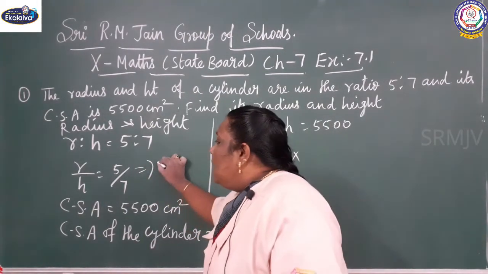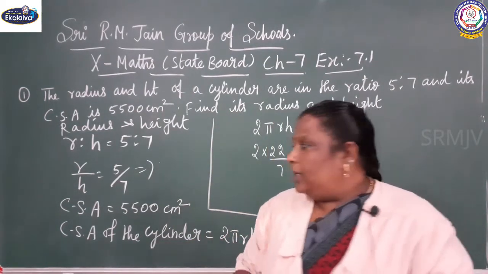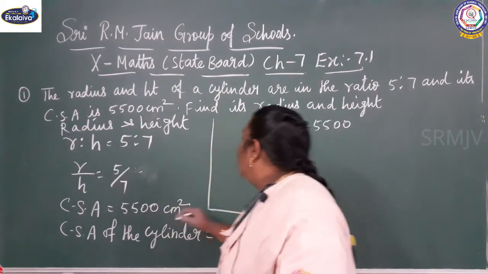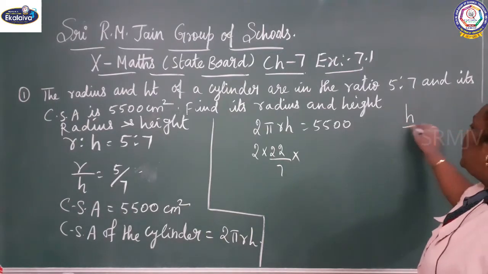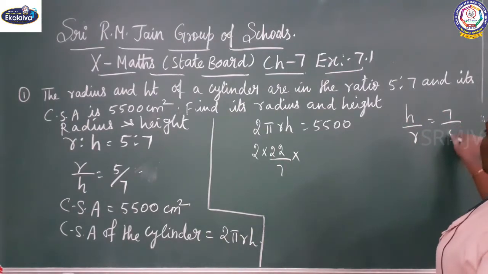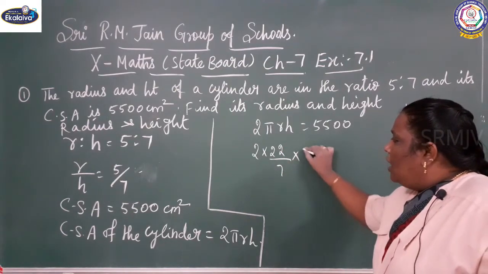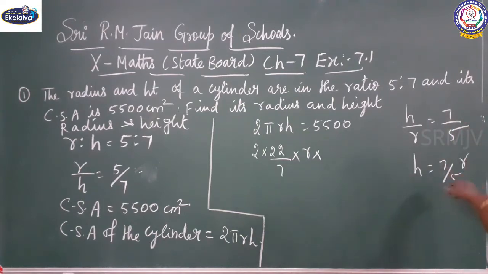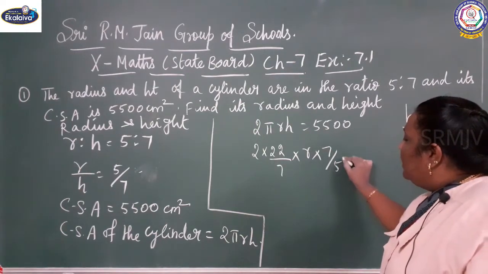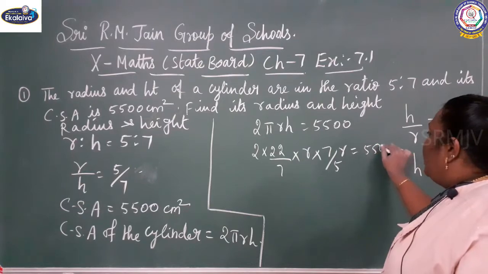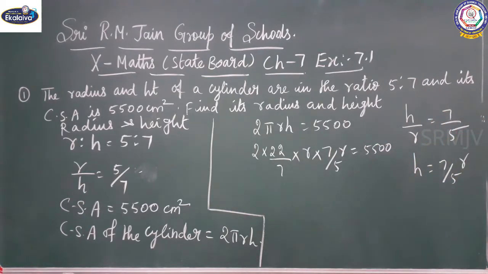You can take the reciprocal of that value. H by R equal to 7/5. So H equal to 7/5 into R. You can make it as a single variable. So 22/7 into R into the H value. What is the H value? 7/5 into R, equal to 5500. Is it clear, children?